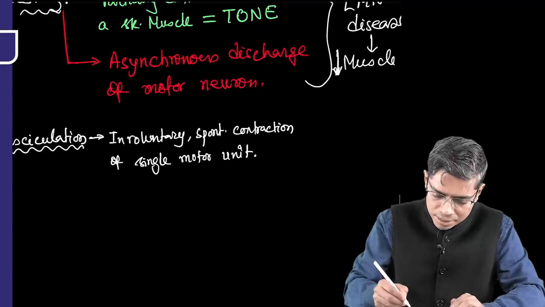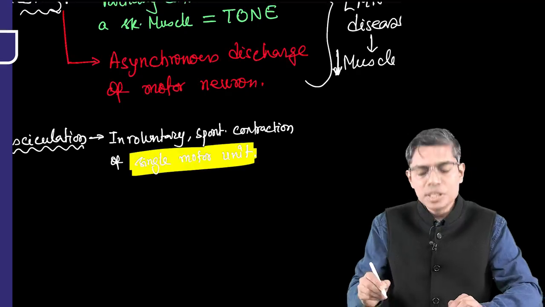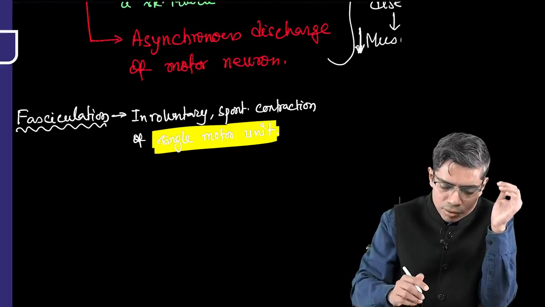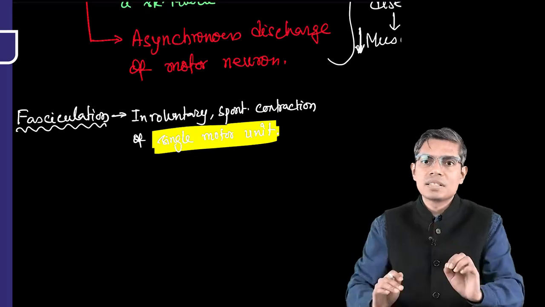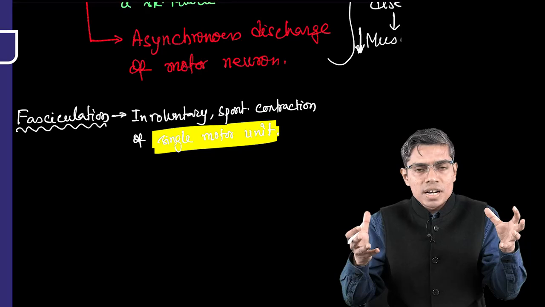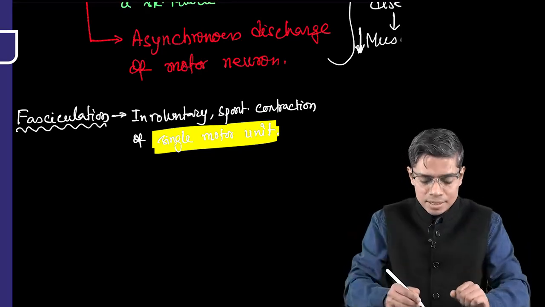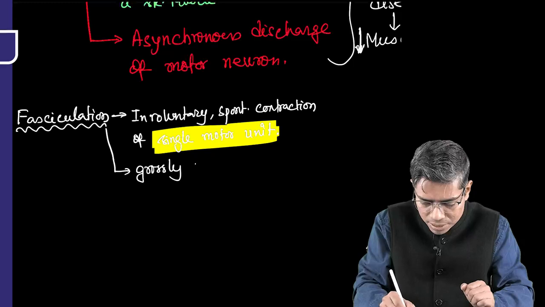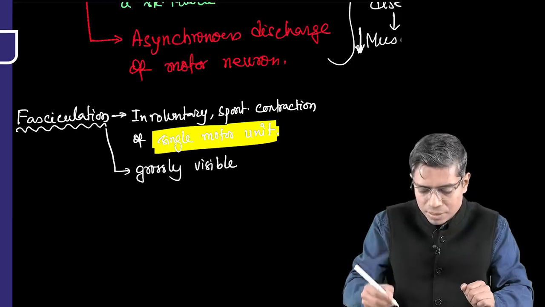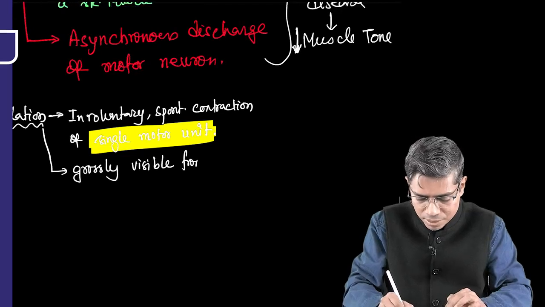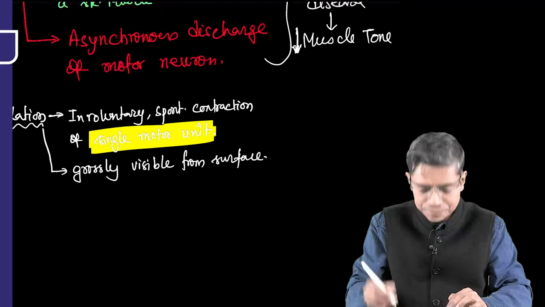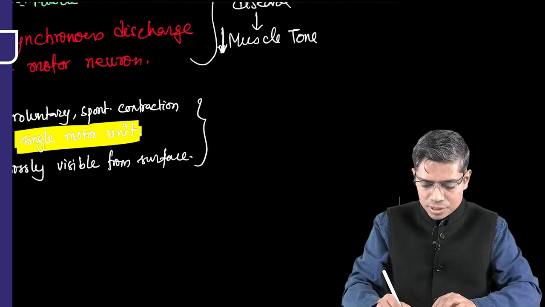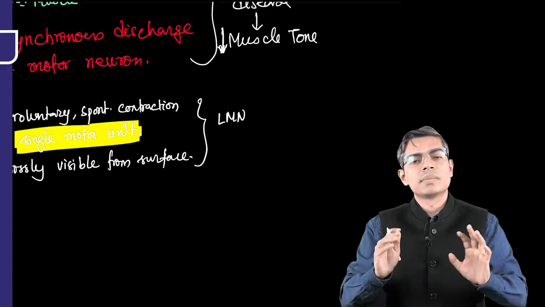Okay, so here the single motor unit is contracting, and within the single motor unit there may be multiple muscle fibers. So what do you think, will this fasciculation be visible from the surface of the muscle? Answer is yes, because the multiple muscle fibers which are part of the same unit are contracting simultaneously. This fasciculation is grossly visible from the surface of the muscle, right? So this is happening in lower motor neuron disease, but in the early stage.